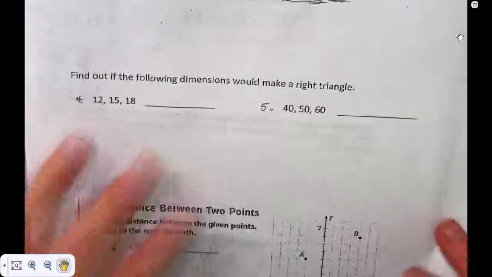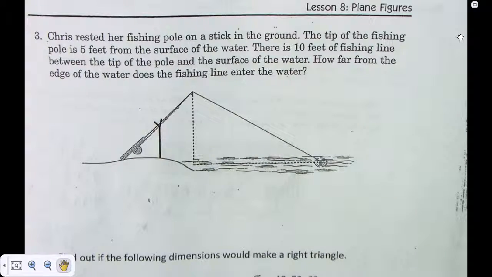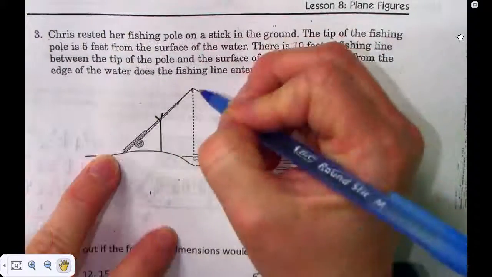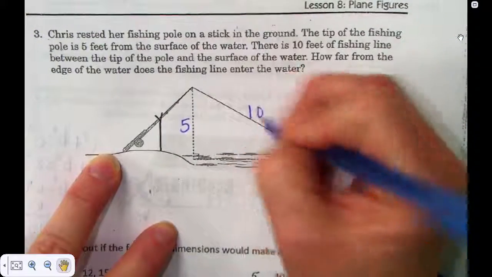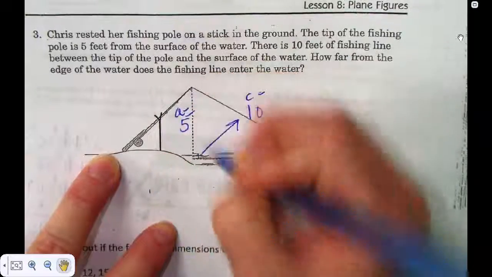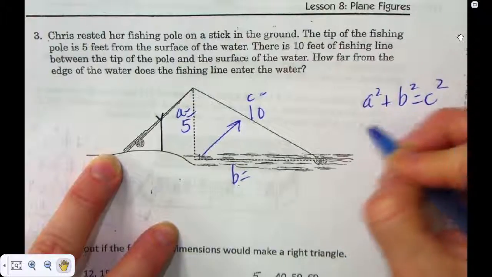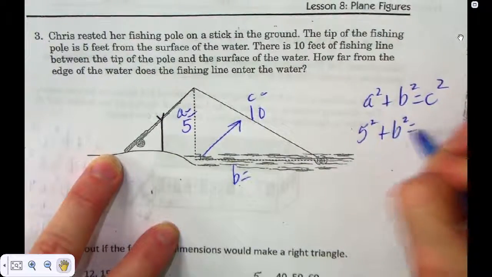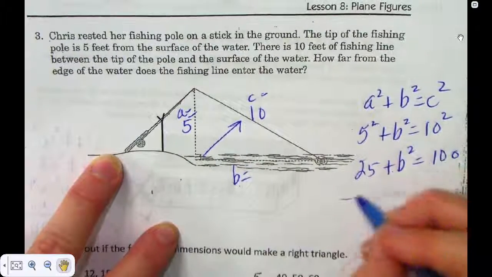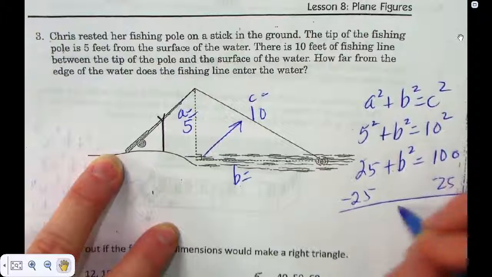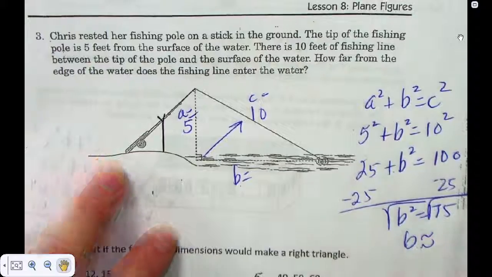Okay, on the back, number 3. This is 5, and the fishing line is 10. So A, B. 25 plus B squared equals 100. Subtract 25. B squared equals 75. Take the square root. B is about what?